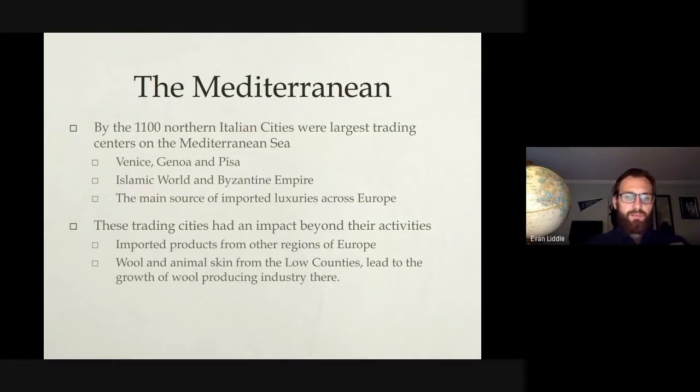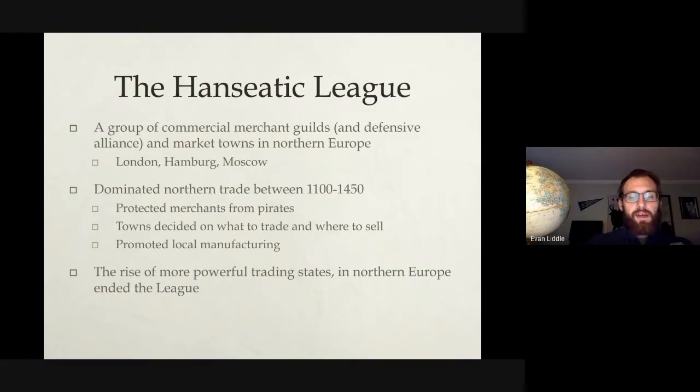And so, for example, the merchants in Venice and the other Italian city-states continued to buy wool and animal skins from Northern Europe, bring them south, and produce beautiful textiles, which they then took and sold elsewhere. And so the increasing trade in the Italian city-states had a ripple effect of increasing trade in other parts of Europe. However, these were not the only trading groups at this time.